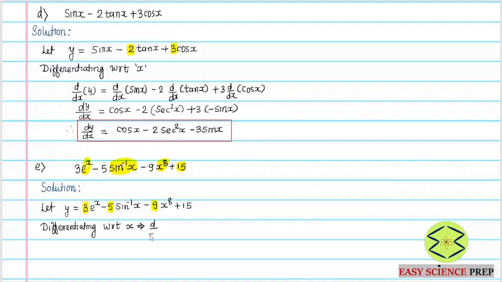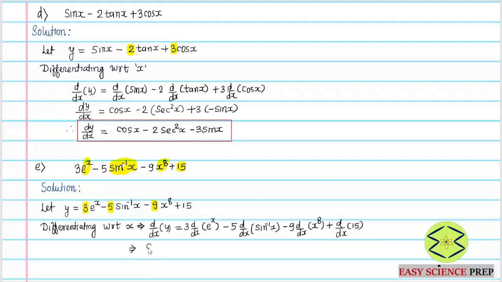So it is d by dx, that is derivative of y. Here 3 is constant, so 3 times derivative of e raised to x, minus 5 times derivative of sine inverse of x, minus 9, again constant outside, times derivative of x raised to 8. Now here we have only a single term, that is 15, a constant. We cannot take 15 outside because it's an individual term. There is no variable term available, so we will differentiate that constant. Let's see what you get from here.